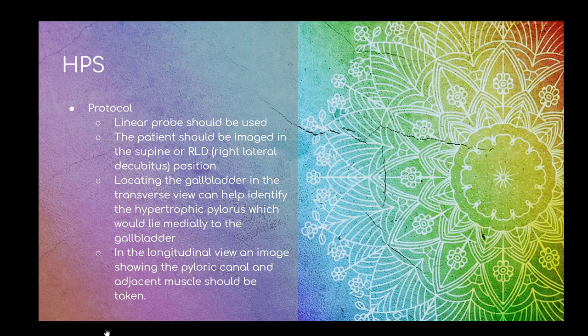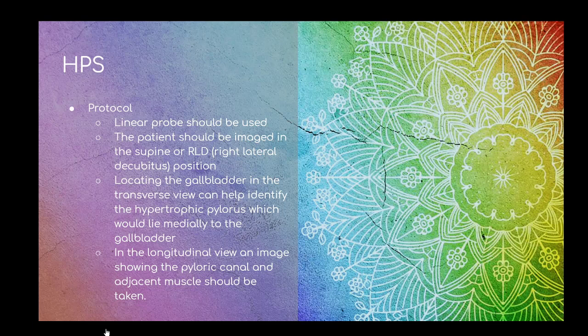That kind of gets the stomach to fall down a little bit more and puts the pylorus in more of a dependent position, so we hopefully will see fluid travel through it. Again, I had mentioned earlier that finding the gallbladder is probably one of the easier ways to get at least to the level of the pylorus, and then you need to rock your probe back and forth, trying to elongate the canal and locating it.